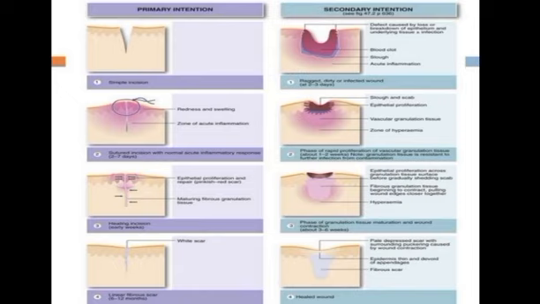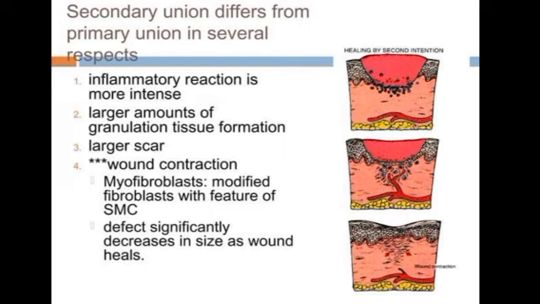Primary means likely a cut wound. There the epithelium easily proliferates and a white scar will be formed. But in secondary intention there will be an open wound, a long open wound. It takes more time for healing.